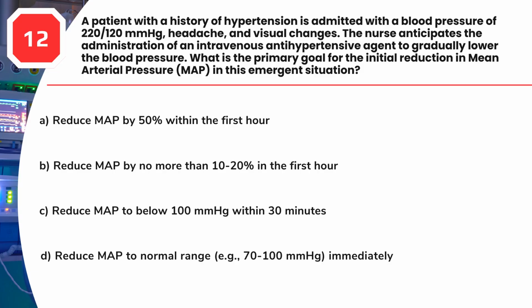A. Reduce MAP by 50% within the first hour. B. Reduce MAP by no more than 10 to 20% in the first hour. C. Reduce MAP to below 100 mm of mercury within 30 minutes. D. Reduce MAP to normal range, e.g., 70 to 100 mm of mercury, immediately.